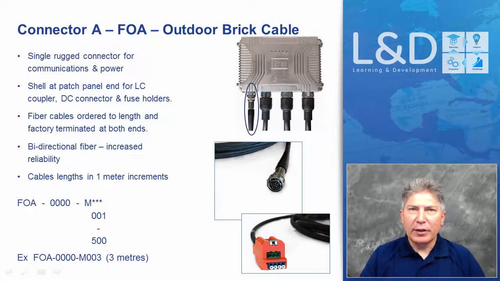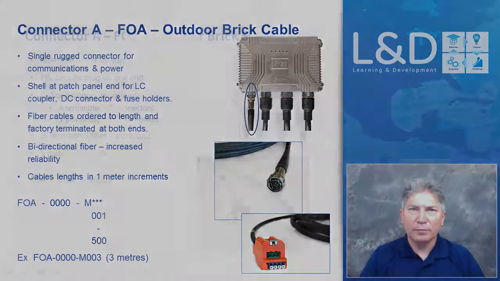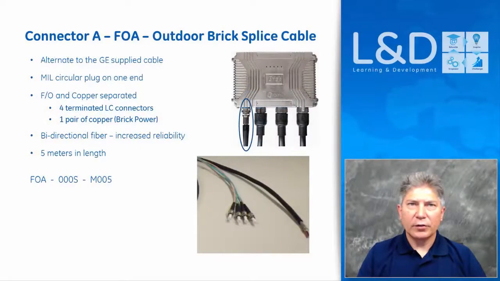The FOA cable ends are predetermined at the factory. The cable can be ordered from a length of 1 meter up to 500 meters in increments of 1 meter. As an alternate, there is a GE supplied outdoor fiber splice cable.